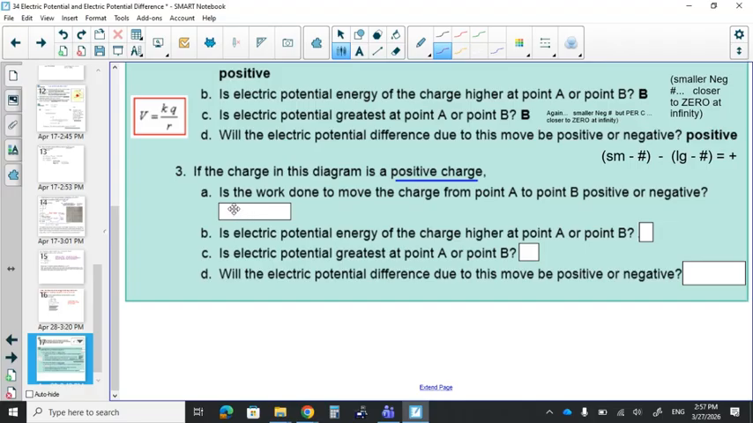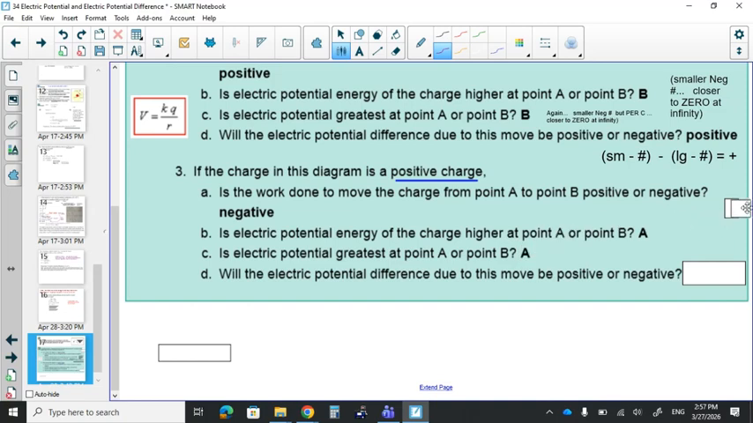What if it was a positive charge? Well, if it was a positive charge, it would go that way on its own, right? And so it'd be negative work done. It would be trying to go that way. You'd actually be holding to the left as it travels to the right. And so you'd have a negative force times the distance.